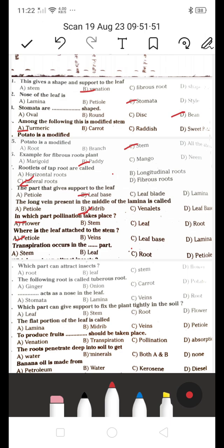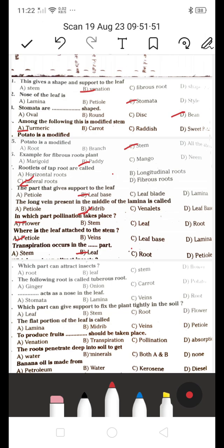Next, transpiration occurs in the part. Is it a stem, leaf, root, or petiole? Which is the answer? Actually, usually transpiration occurs in plants in the leaf part. B is the right answer.